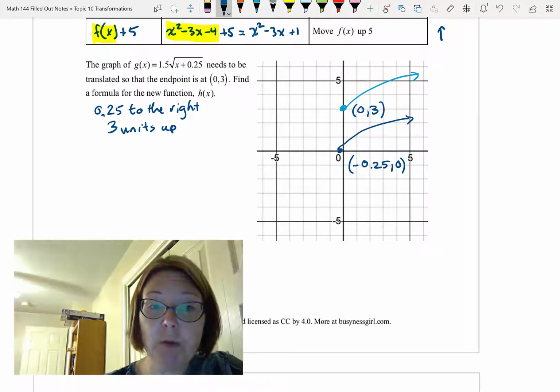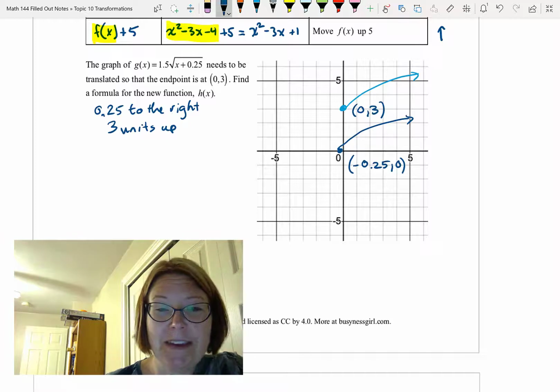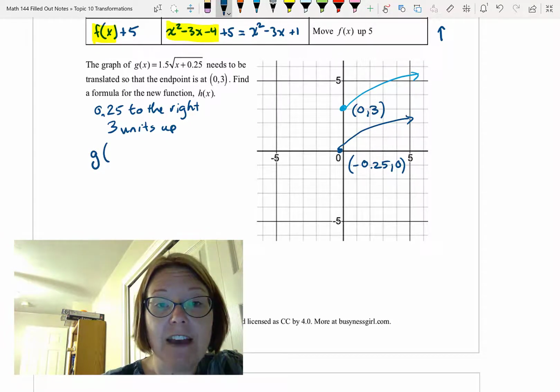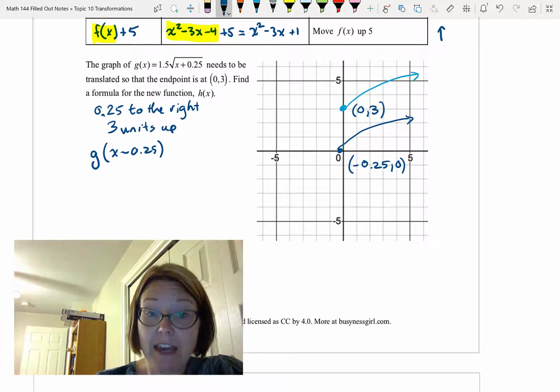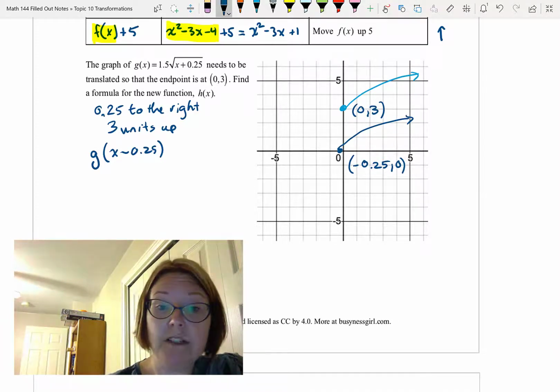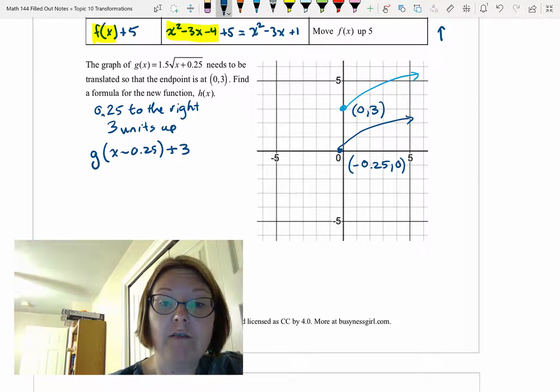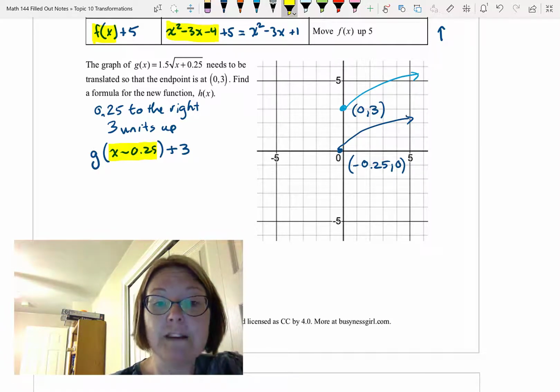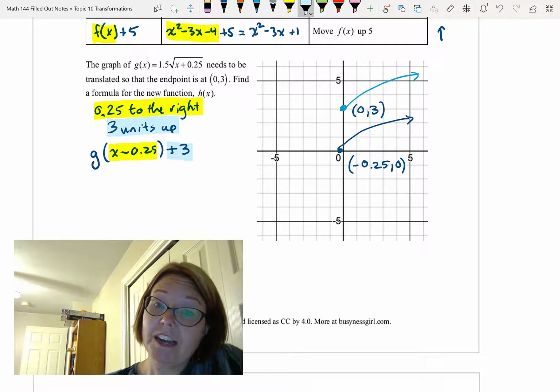Well, we should be able to do both of those things, right? We've got to do g of, let's see, instead of x, we've got to do replacement to get to the right. So we do x minus 0.25. And then to go up, we need to do something to the outside. So on the outside of that, we'd have plus 3. So the yellow part, the replacement of x with x minus 0.25, gives us 0.25 to the right. And the plus 3 is what's going to give us 3 units up. We just need to calculate what that is.